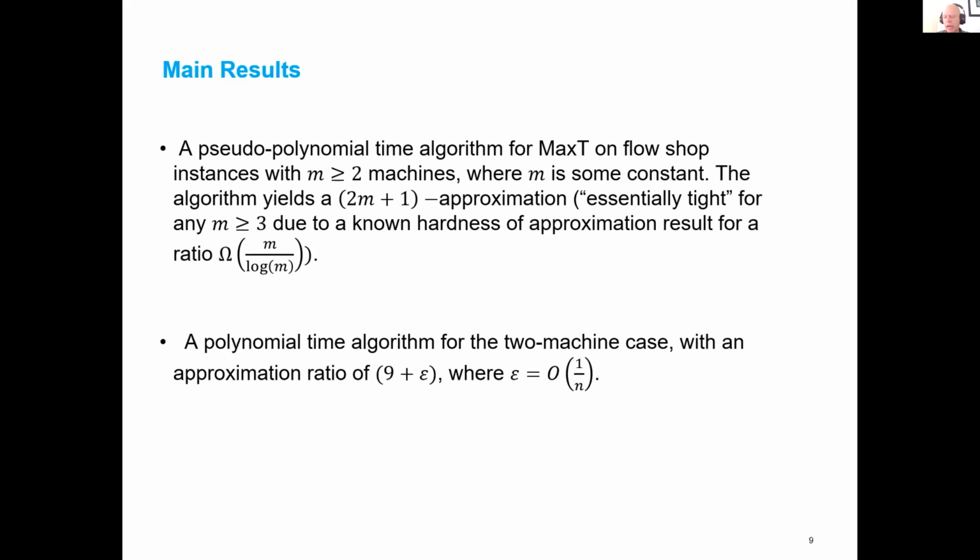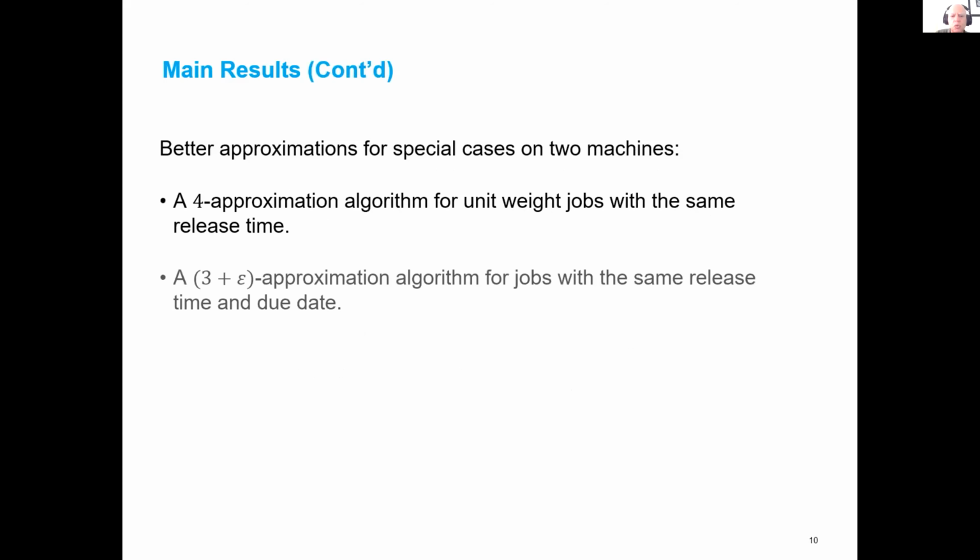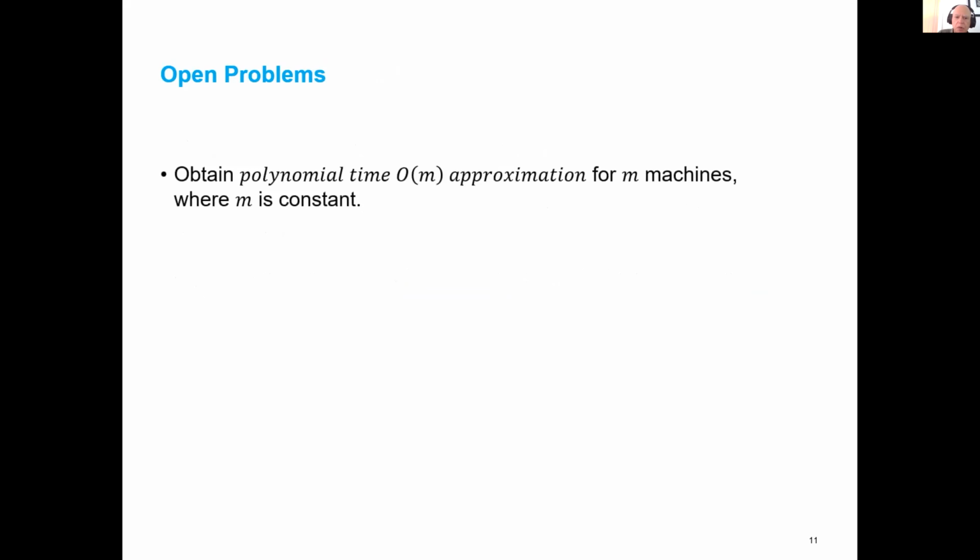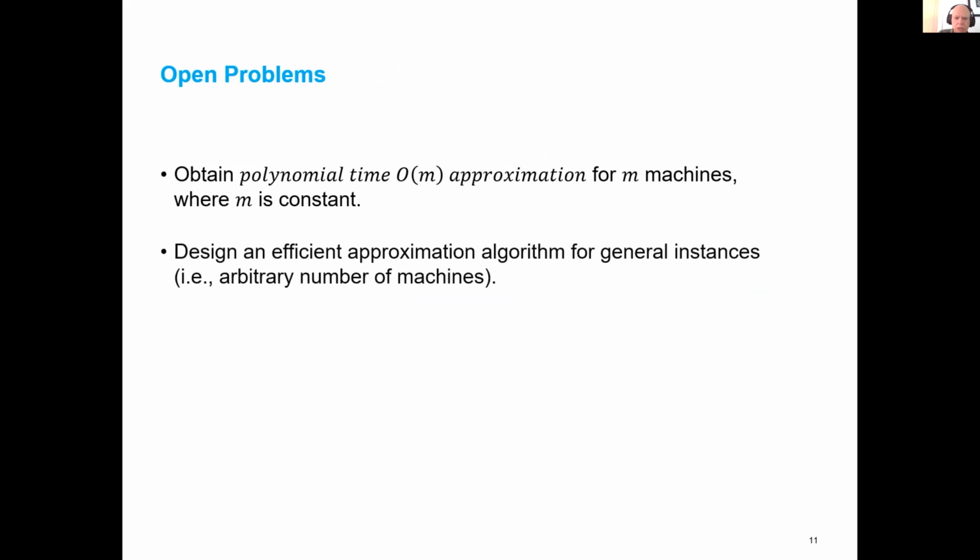I don't know how much time I have. I'm not going to describe the algorithms. And then we have 2 special cases where we can get a little better result. One of them is when you have unit weight jobs and the same release time. Unit weight meaning that we just want to maximize the number of jobs that we are doing. And the other one is when we have the same time windows for all jobs. I'm not going to describe this algorithm. I just want to mention a couple of open problems so you can see them on the screen.